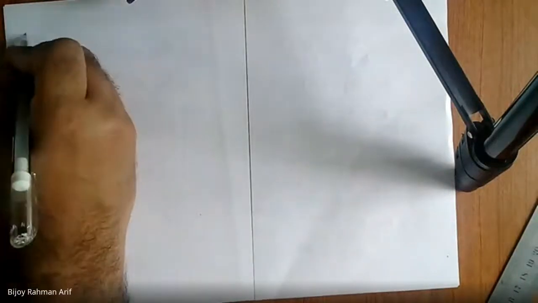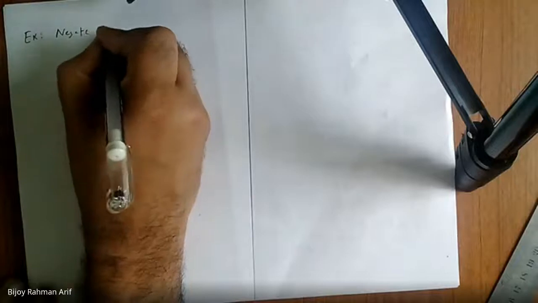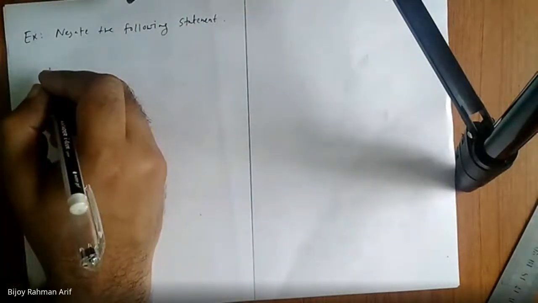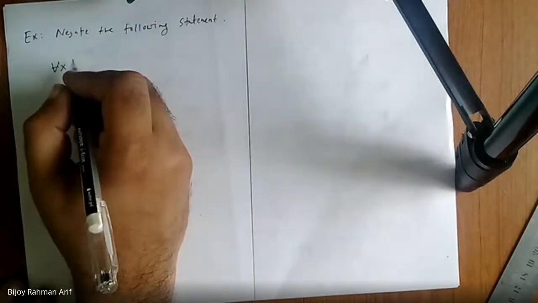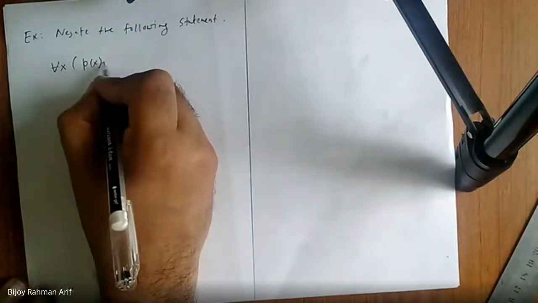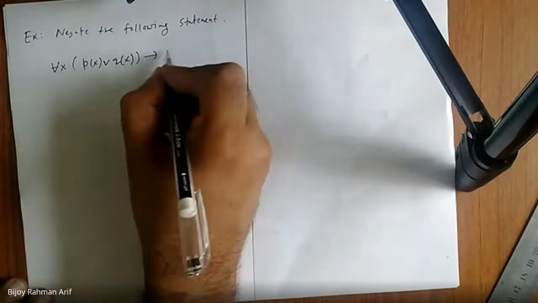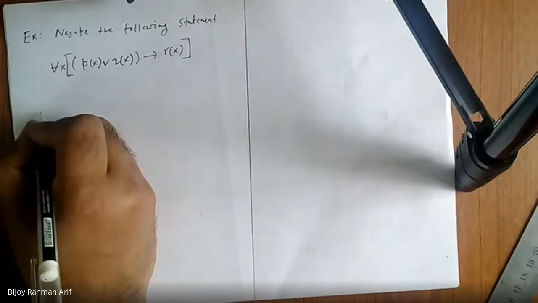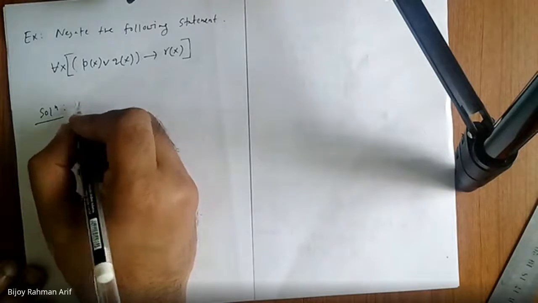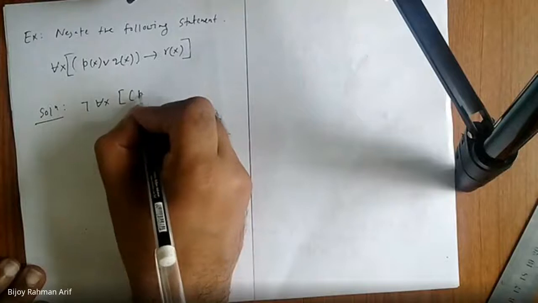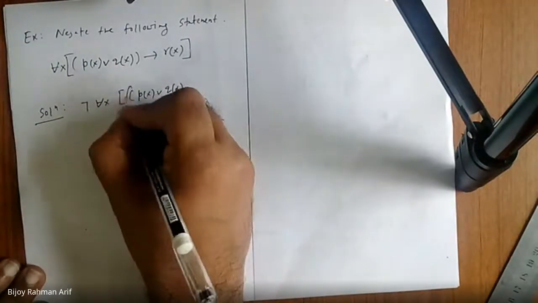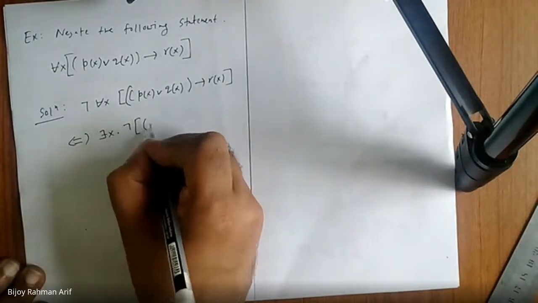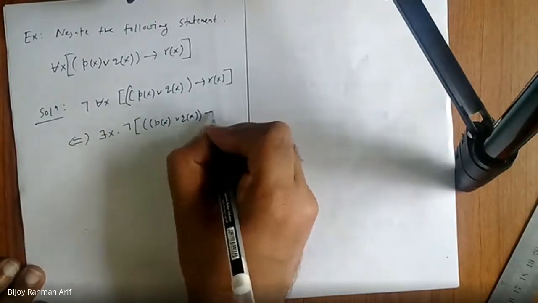Let's try to do this problem. Negate the following statement. Okay, we're trying to negate this statement. So how can you negate this statement? This is nothing but not all x, (px or qx) implies rx. This is nothing but some x, not (px or qx implies rx).